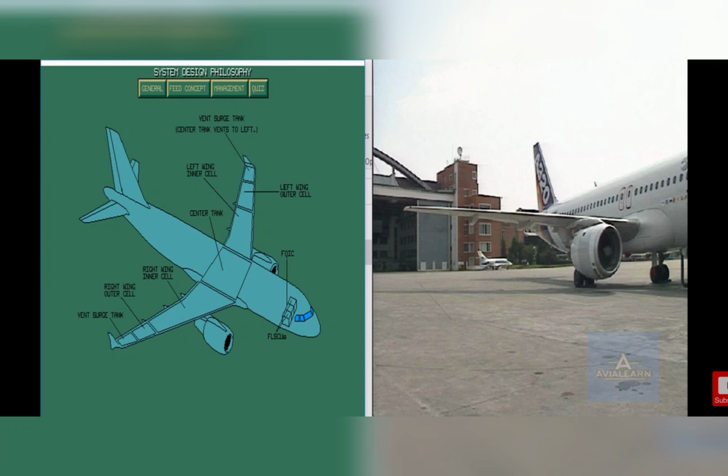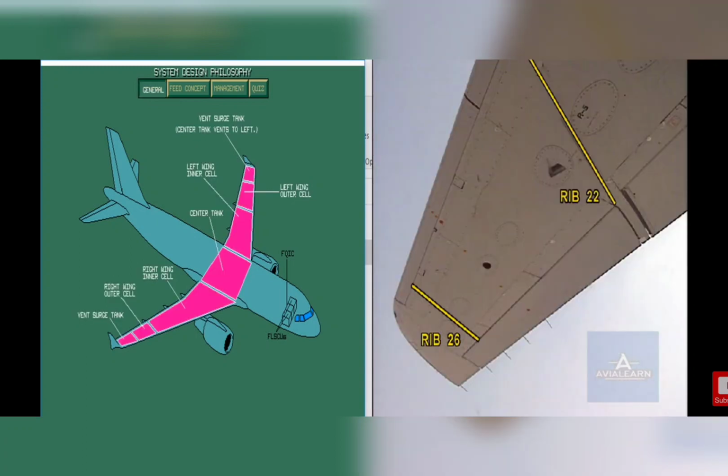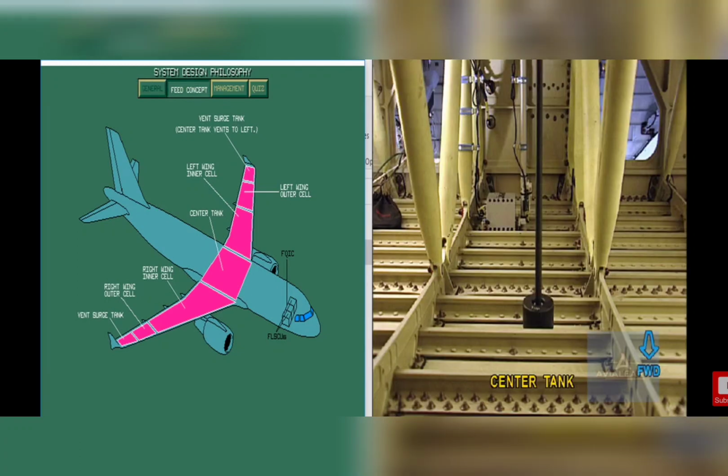This is the picture of the A320 with all the tanks, outer, inner, center tank, and everything displayed in this picture. And we can see the left wing as well as the right wing as well as the center tank, and the ribs that show which is the outer cell, which is the inner cell, and which is the vent from where, if the fuel is more, it will overflow.